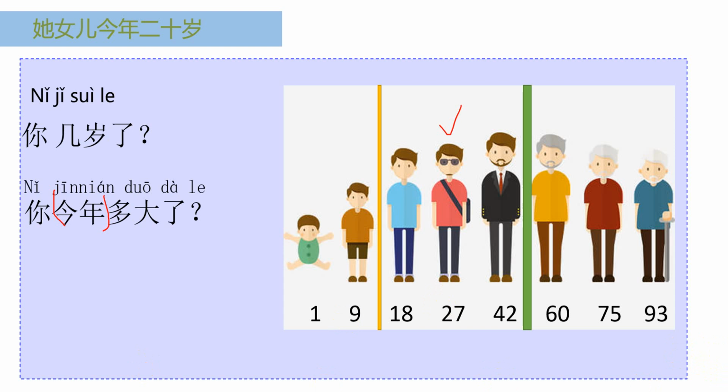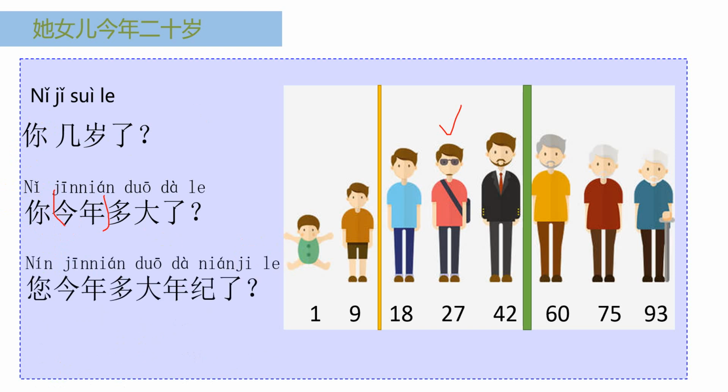Yes, elder person. So, now did you remember we will use which sentence to ask the elder person? 你今年多大了？Yes. Now, we will change the 你 into 您。您今年多大了？Oh, 您今年多大年纪了？Yeah. Okay. Now, so the 今年 or the 年纪 can be omitted. Yeah.